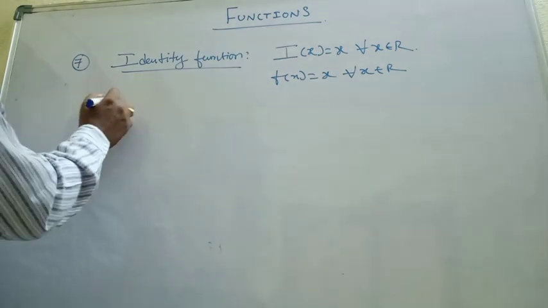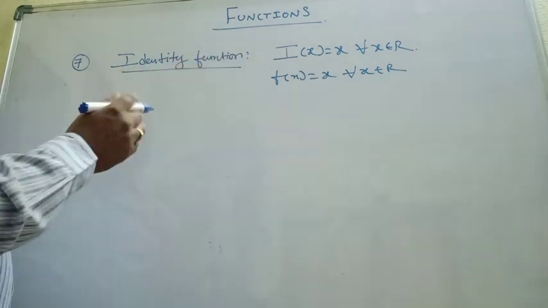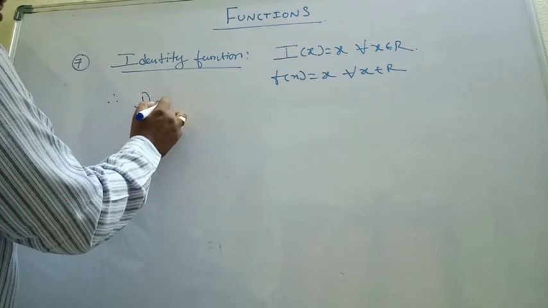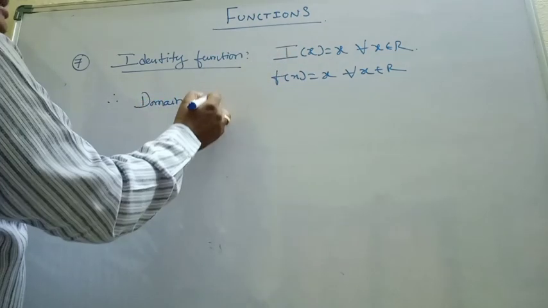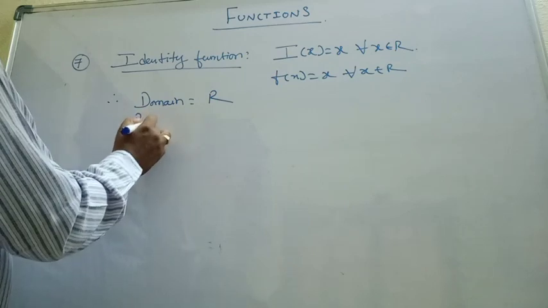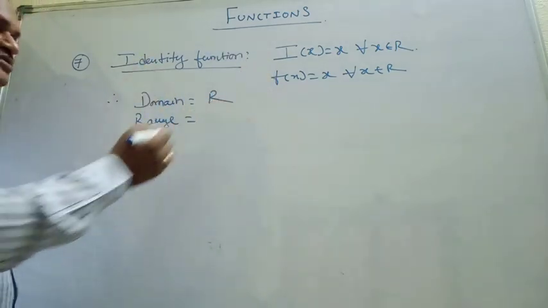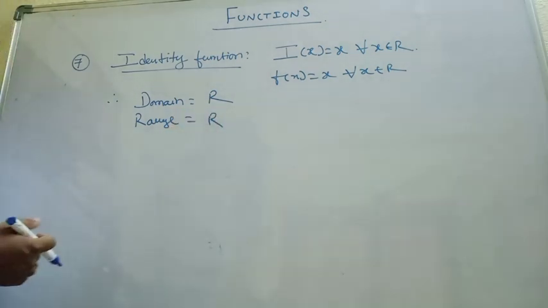Therefore, for this identity function, what will be the domain? The domain is all real numbers you can give. The domain is all real numbers, and the range, the output values, also will be the same real numbers.